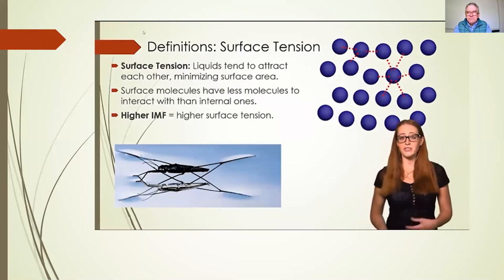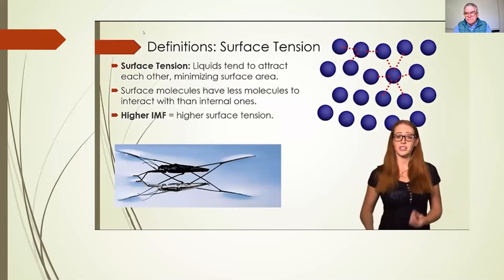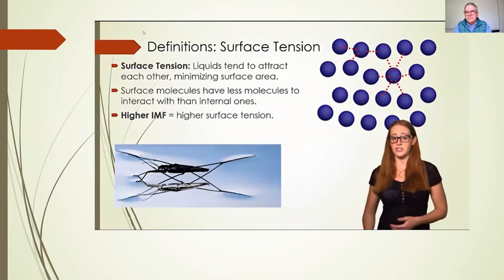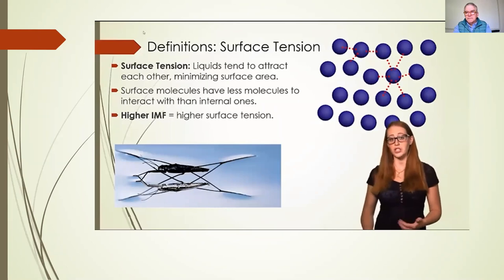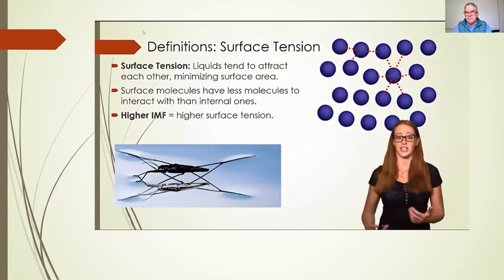Of course, molecules that have higher intermolecular forces will also have higher surface tension, given the stronger attractions. In the figure here, I've tried to diagram how this would work. If you look at the top molecule, it's using all of its intermolecular forces to attract three molecules. Meanwhile, a molecule that's further into the liquid is using its intermolecular forces to attract six different atoms or molecules. So this means that at the surface, there is more tension, or the molecules are being held together tighter.